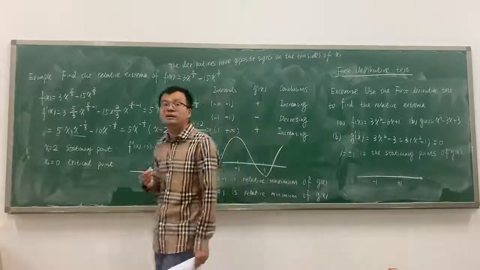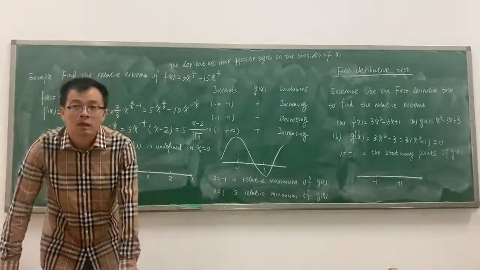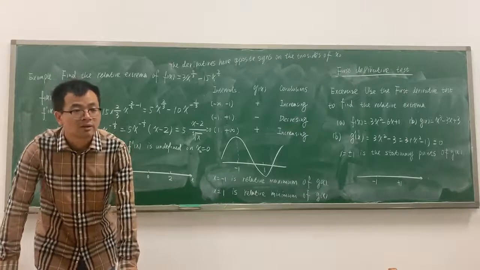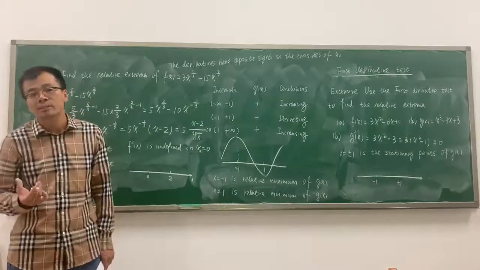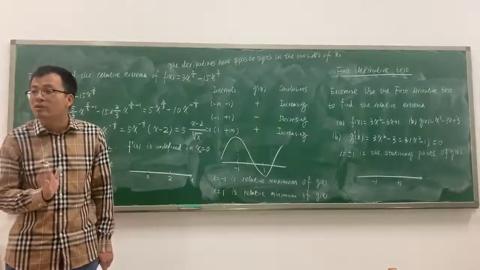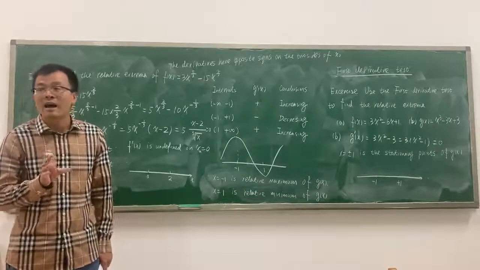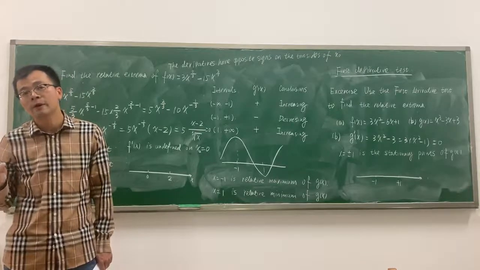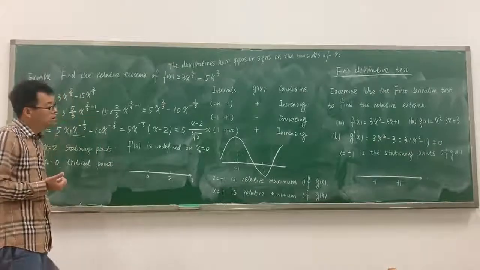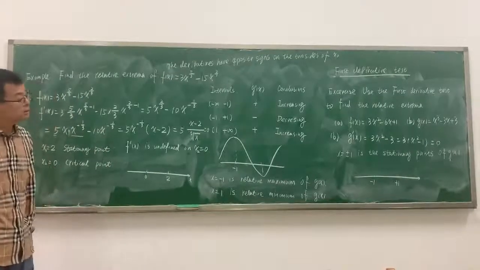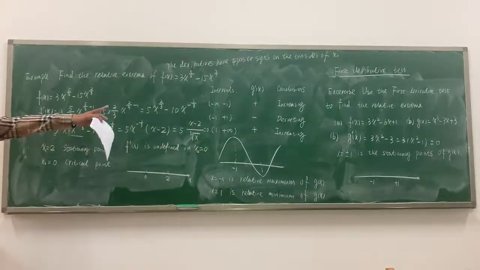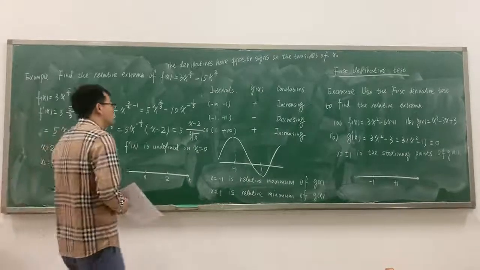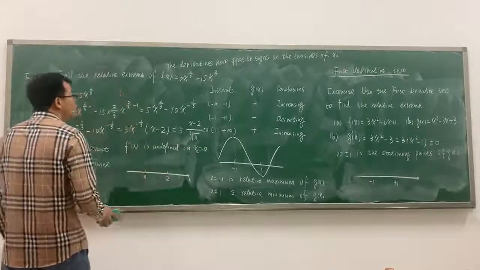So from these three examples, we can see how to find the relative extrema. Use the first derivative test. First you need to find the critical points, and then on the left of the critical points you see the sign of the derivative, and on the right of the critical points you see the sign of f prime. From here you can see the conclusion. So this is the first derivative test. Of course, we have the second one. Next we introduce the second derivative test.